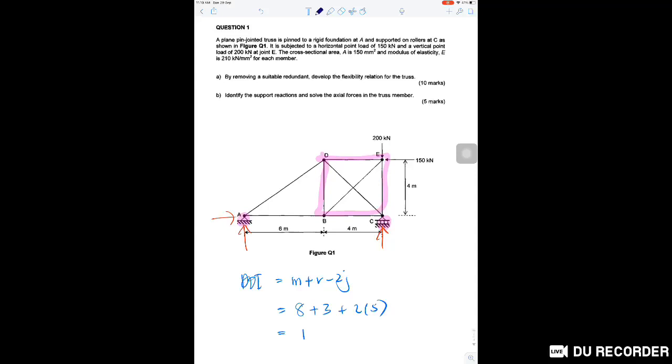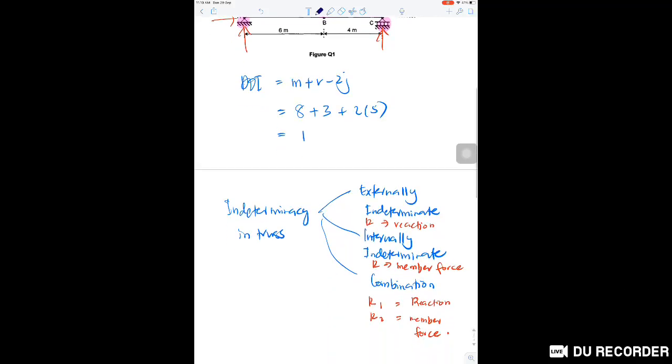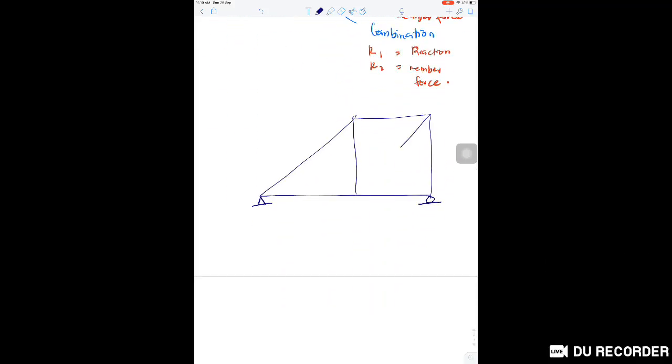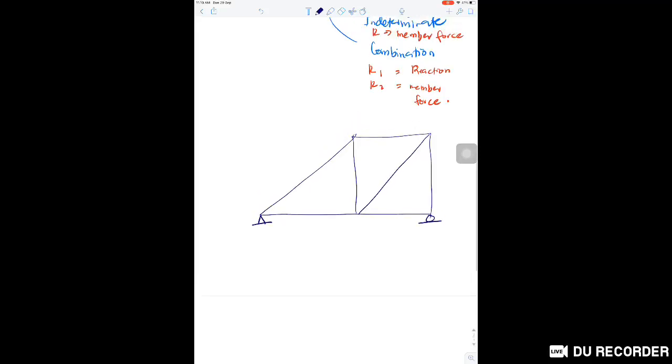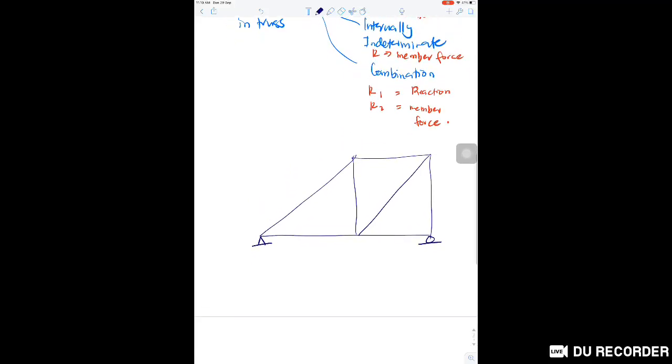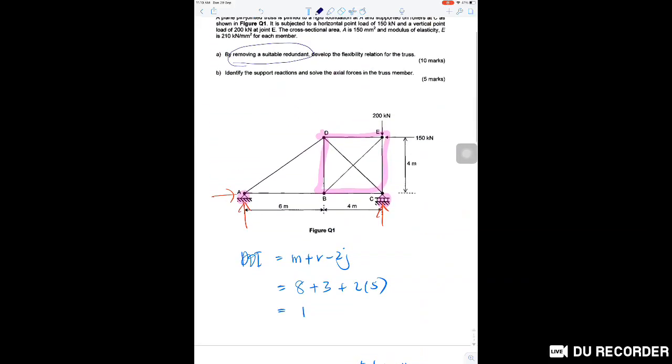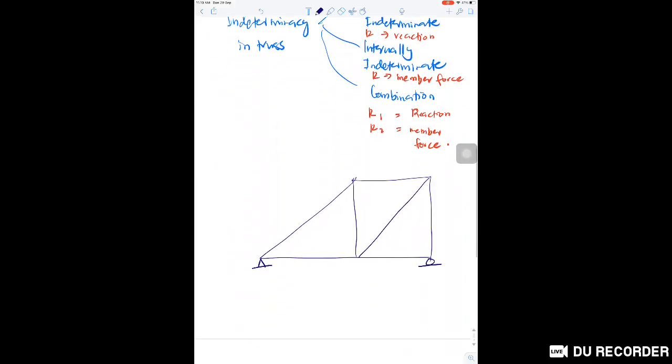So okay, from the question, removing a suitable redundant means the redundant is not given. You are free to choose any members as redundant. Normally for truss like this, we will remove either member BE or member CD. Okay, let's say we remain like this. Okay, this truss is now primary truss. Okay, we have removed member CD.